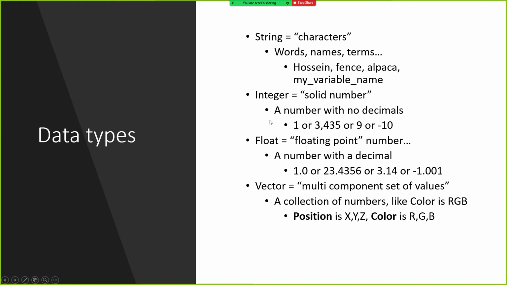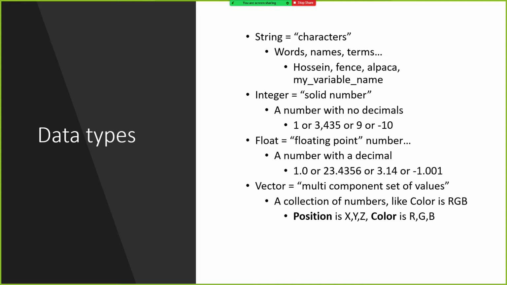But if you have round numbers, like 1,000, like 256, these are solid round numbers. They don't have any decimals. We call them integers.